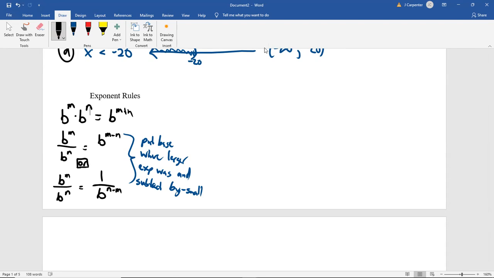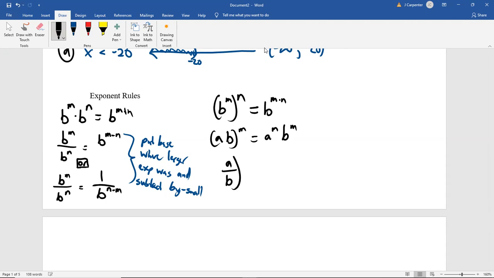The next rule we have is that if you have a base raised to an exponent, but then there's another exponent with a parentheses around this thing, you multiply. And again, you don't really have to write that dot. I'm just trying to emphasize it. If you have two different bases raised to an exponent, you distribute the exponent to both of the bases. And that's whether the two different bases are being multiplied or divided.